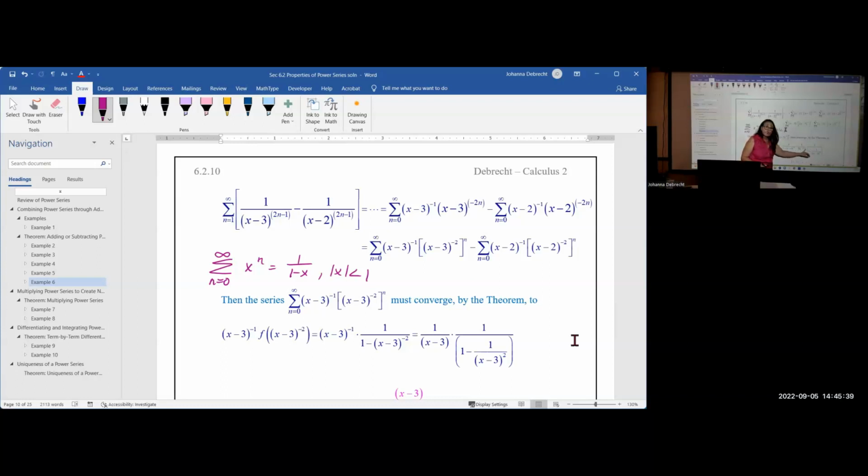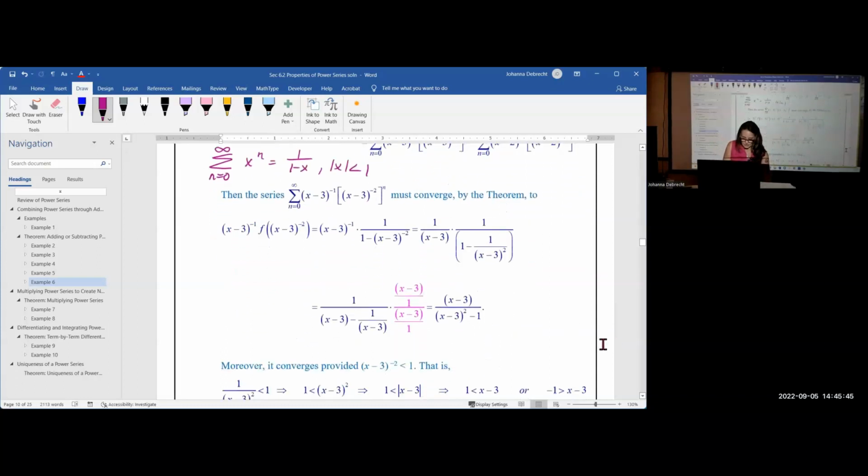We can distribute the quantity x minus 3 over the two terms in the second fraction, and that will give us 1 over the quantity x minus 3 minus 1 over x minus 3. So I still have a complex fraction because I have a denominator in my denominator. So I multiply by 1 in the form of x minus 3 over itself, which gives me x minus 3 over x minus 3 squared minus 1.